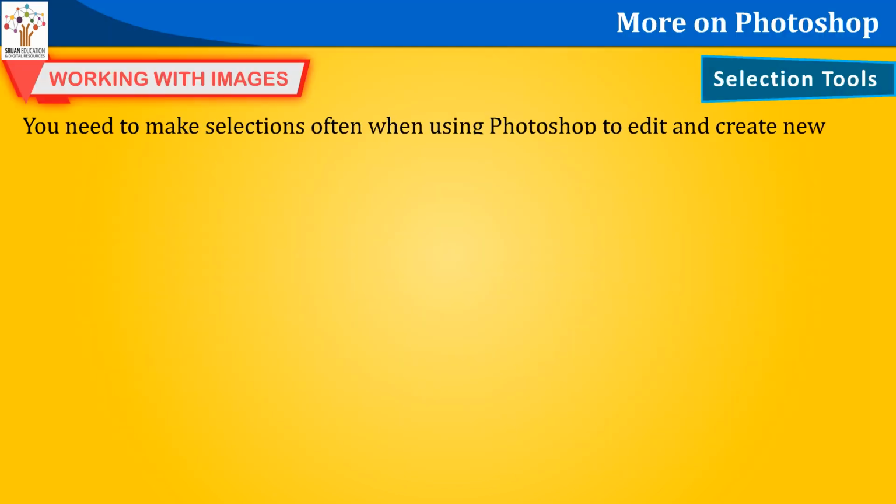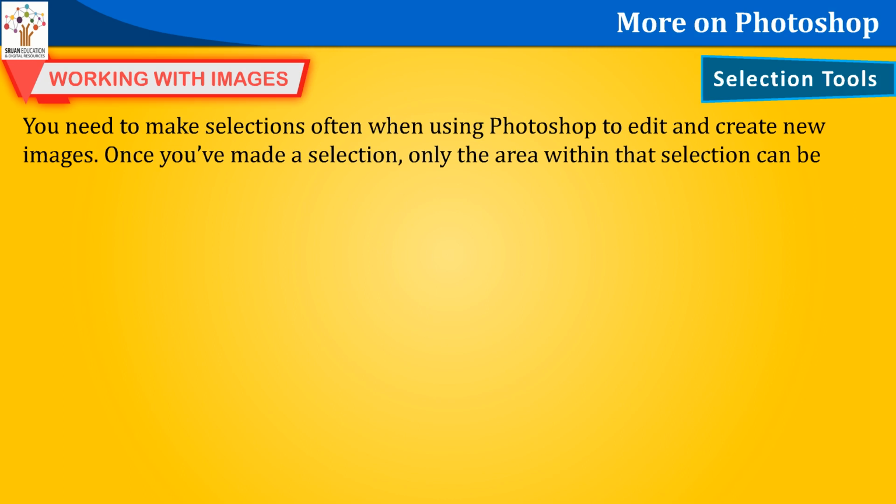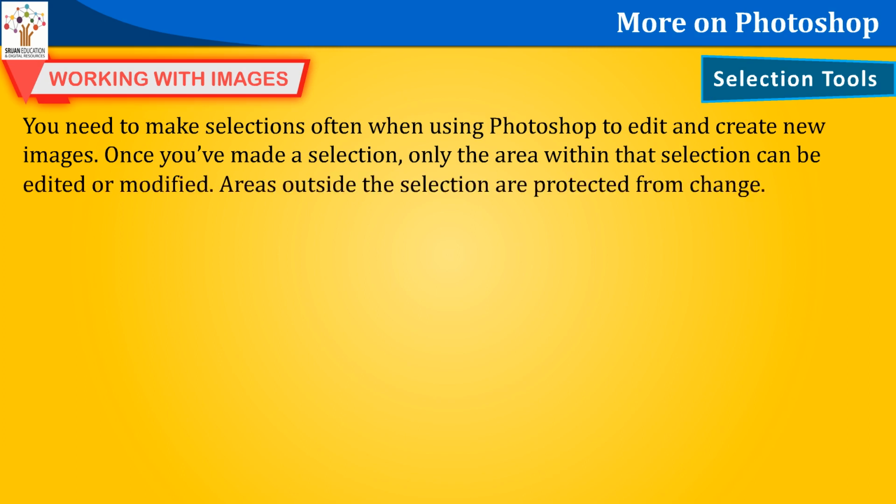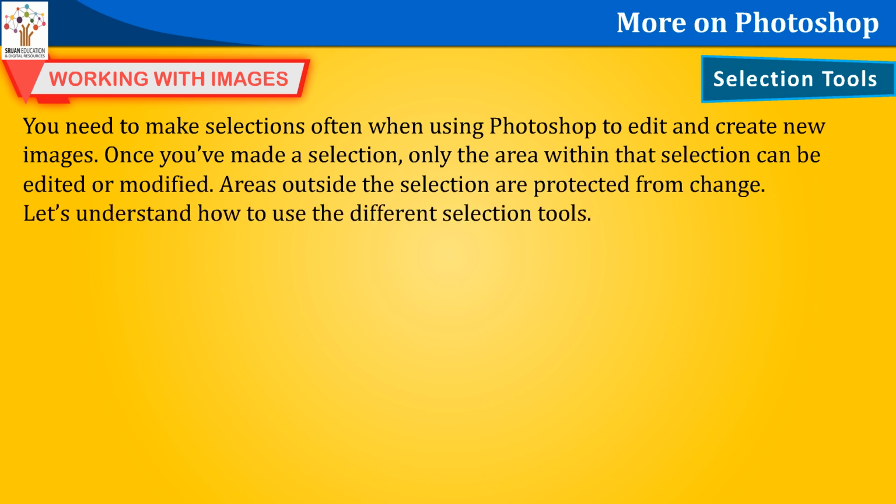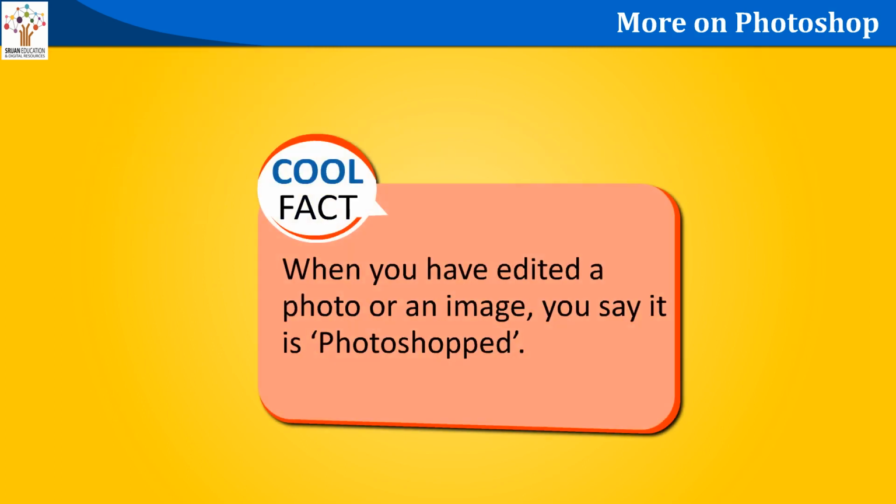Selection tools. You need to make selections often when using Photoshop to edit and create new images. Once you have made a selection, only the area within that selection can be edited or modified. Areas outside the selection are protected from change. Let's understand how to use the different selection tools. Cool fact: when you have edited a photo or an image, you say it is photoshopped.